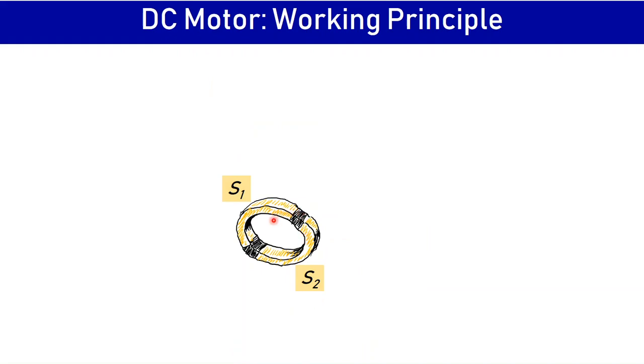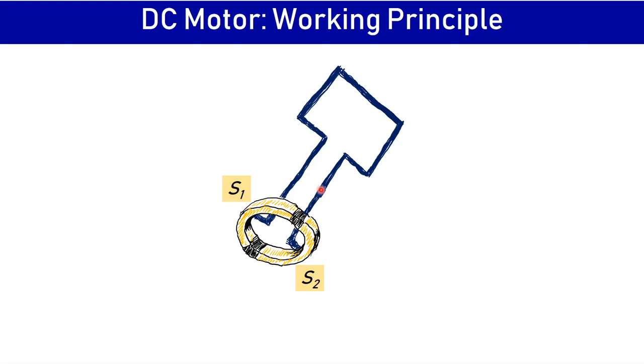Now, this commutator with its two segments and the insulation between them is connected to the coil. So here what we have done is we have connected the coil to this commutator in a manner that this conductor AB is connected to segment S1, whereas this conductor CD is connected to the segment S2. Whenever this coil rotates, this commutator also rotates. So the commutator is also a rotating part of the machine.